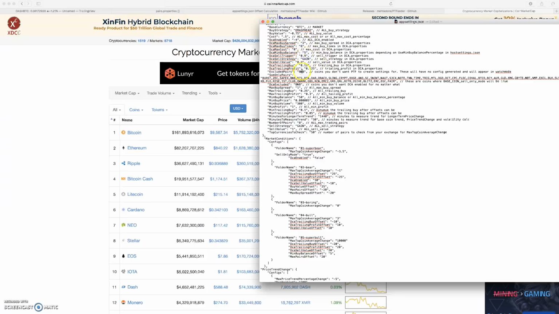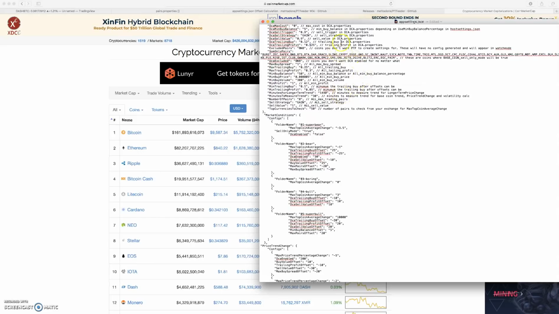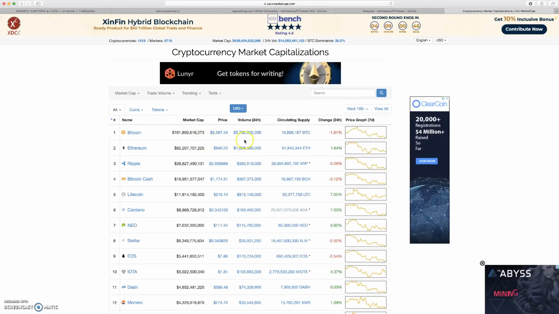My DCA sell trigger 0.9, 0.9, 0.12, 0.125. Those are all very small incremental changes. I changed my min buy balance to 50. So basically this is socking away 50% of my Bitcoin to never be traded. And the reason I have this set up this way is because if Bitcoin rebounds to $15,000 in the next week or two, then inevitably we're probably going to see some bleeding from the altcoins, or maybe slower increases in the altcoins.